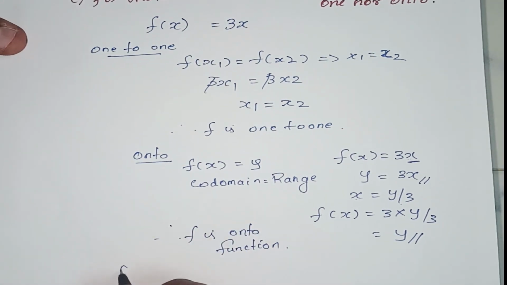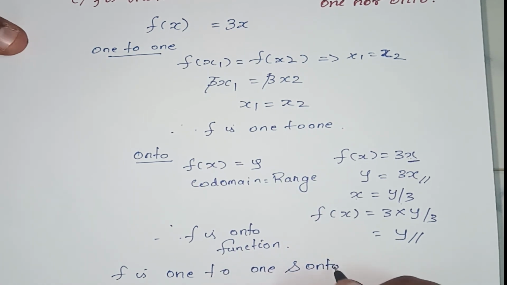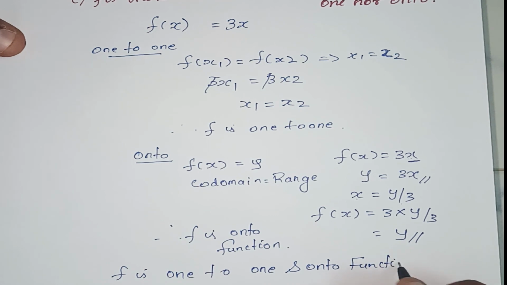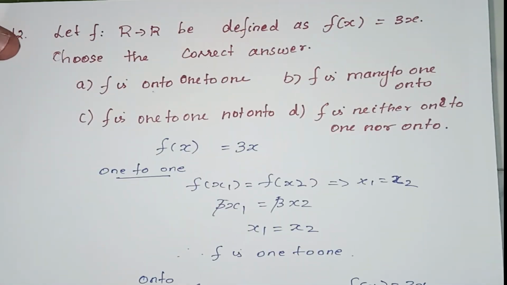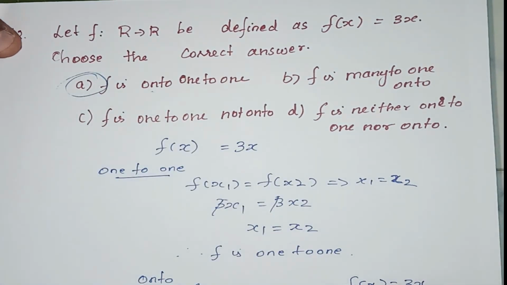So this function is one to one and onto function. So what is the answer in these options? F is onto and one to one. So A is the answer.